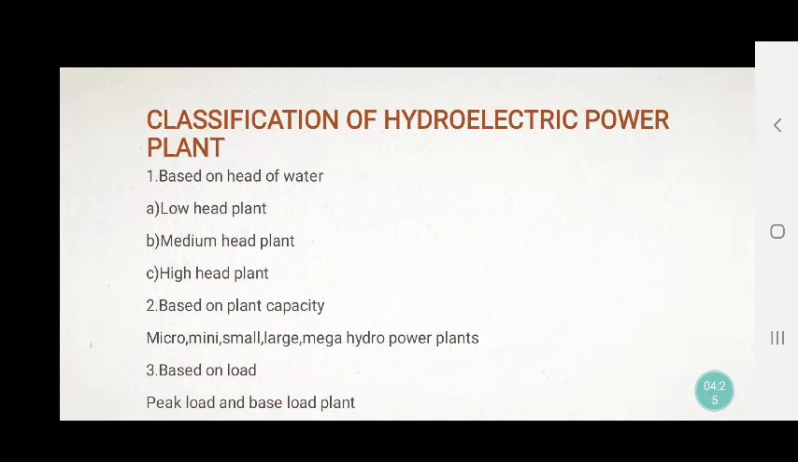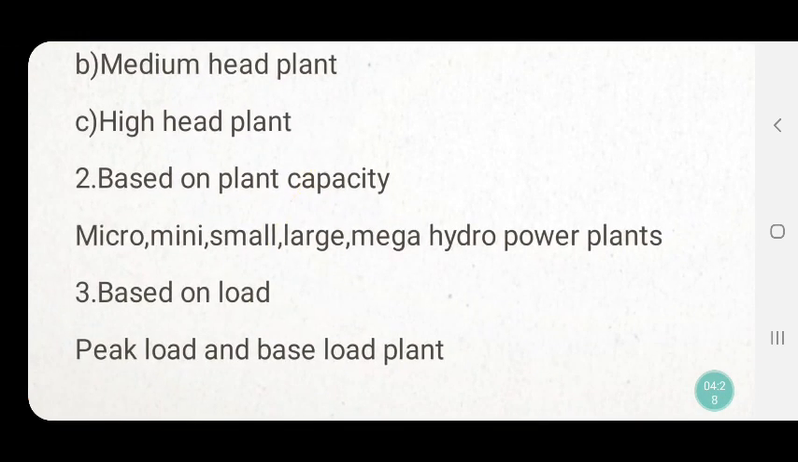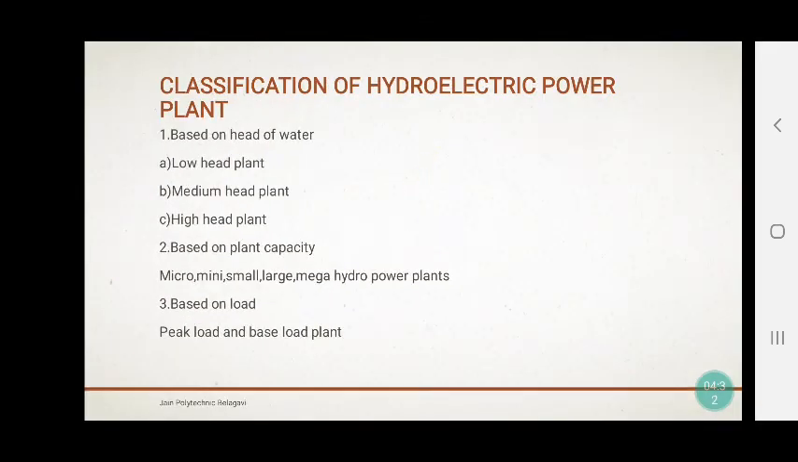Next, based on load, it is peak load and base load. The power plant which supplies electrical power when the load is peak is called a peak load plant, and the hydroelectric power plant which supplies electricity on the base load is called a base load power plant. So this is about the classification of hydropower plant.